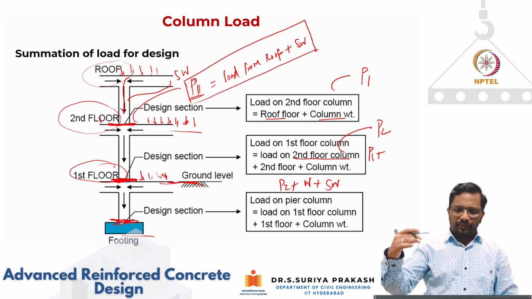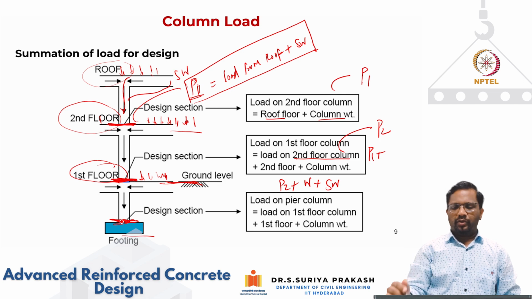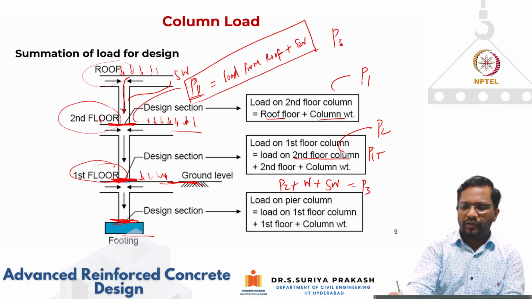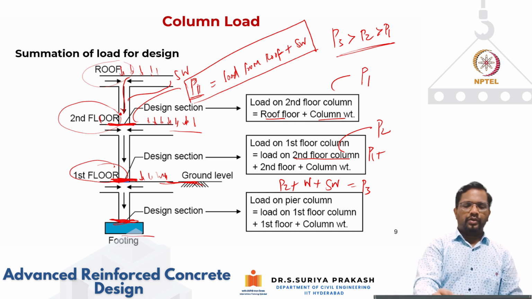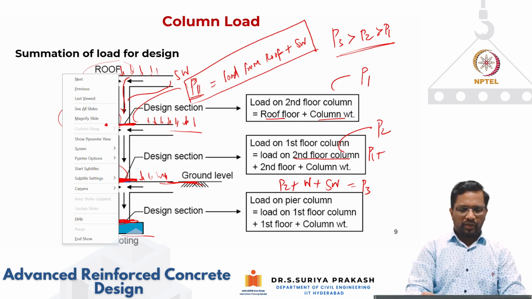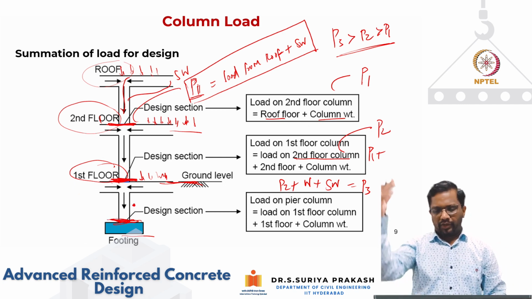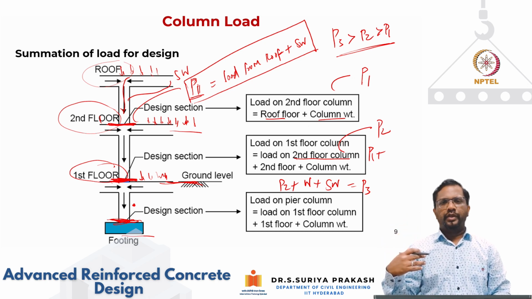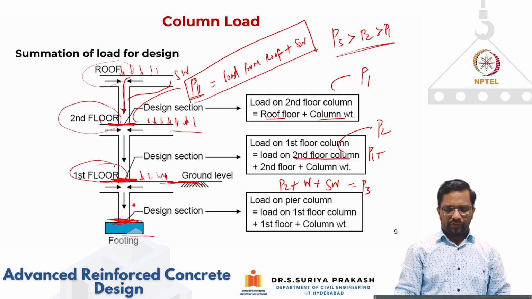So as you can see, progressively as we go to a lower floor, the load gets increased. For example, let's say this is called P3. So P3 is going to be higher than P2, which is going to be higher than P1. So the load on this section is going to be less compared to this and this, right? So the axial compression force is going to keep cumulatively increasing as you go to the lower floors.